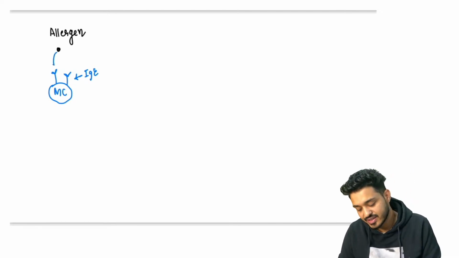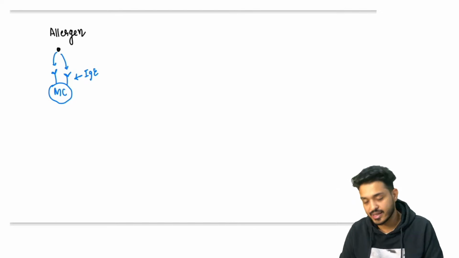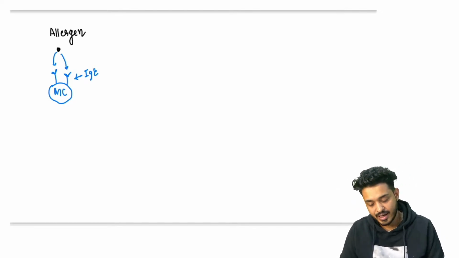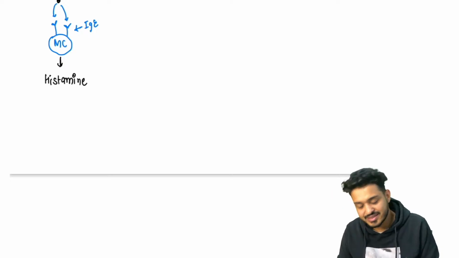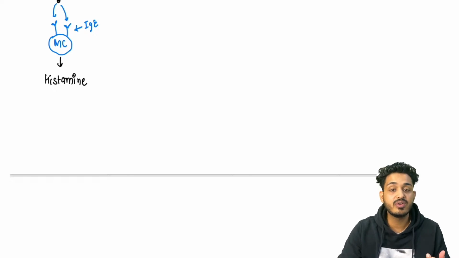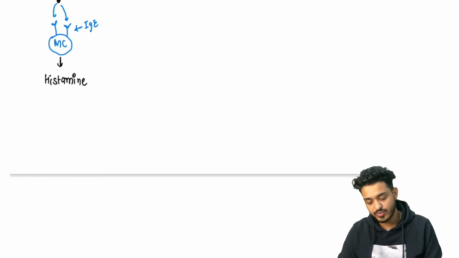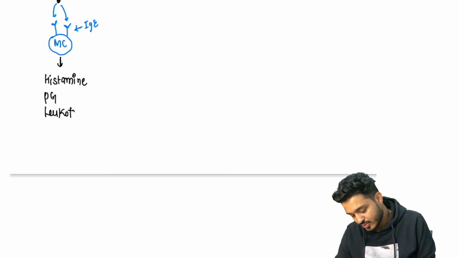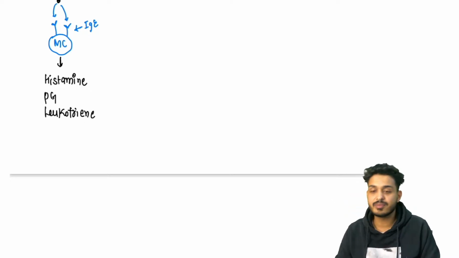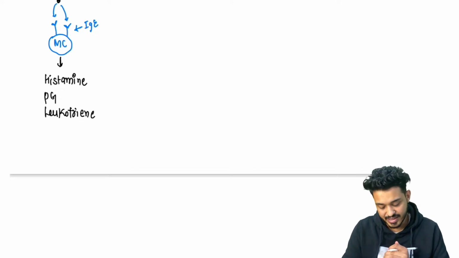Whenever this allergen is going to come, it is going to bind here, and now this mast cell is going to release histamine. And this is a phospholipid layer, so you will be having prostaglandins and leukotrienes as well. So they are going to be responsible for the release of histamine, prostaglandin, and leukotrienes, right?